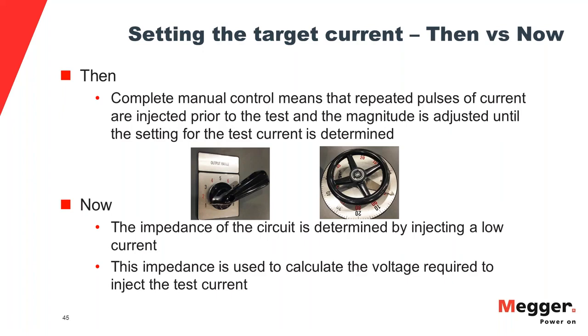In modern test sets, the impedance of the circuit is determined by the test set. So the test set injects a low current before it starts the actual test, and it determines what the impedance is. From that impedance, it gauges the voltage that is required to inject the test current needed to do the test.